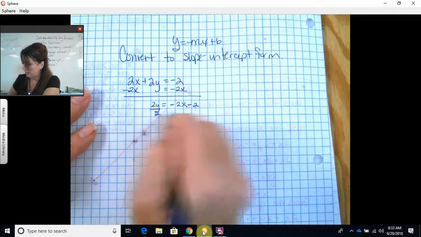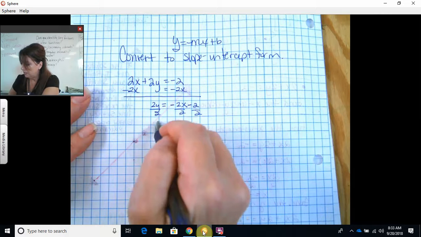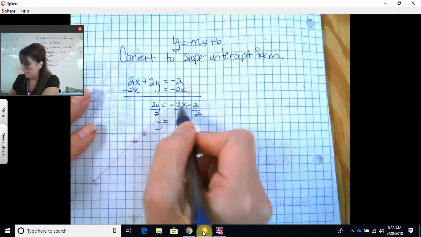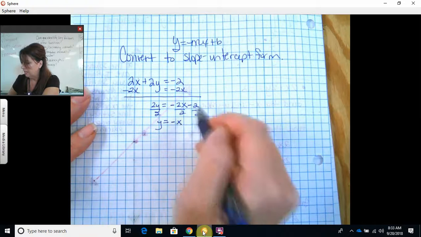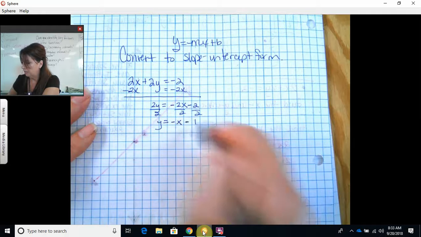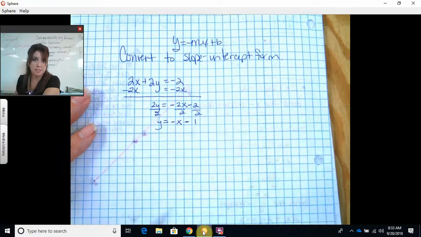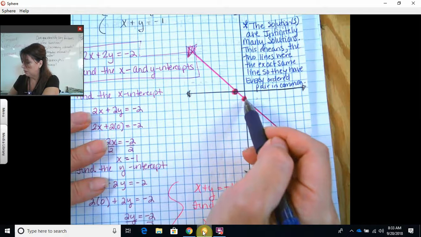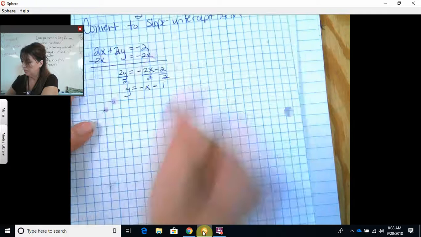Divide every term by 2. So 2y divided by 2 is y equals negative 2x divided by 2 is negative x. Negative 2 divided by 2 is negative 1. My y-intercept is negative 1. My slope is negative 1. Which it was. Okay? I just want to show you something.